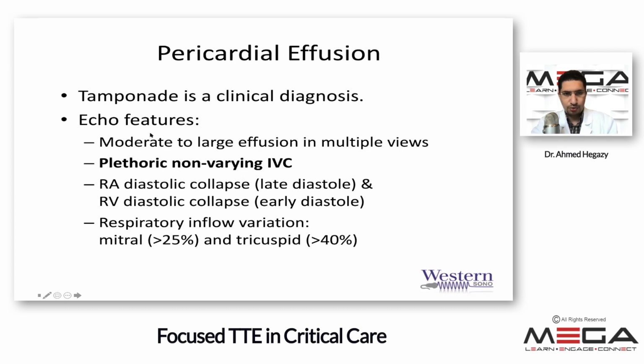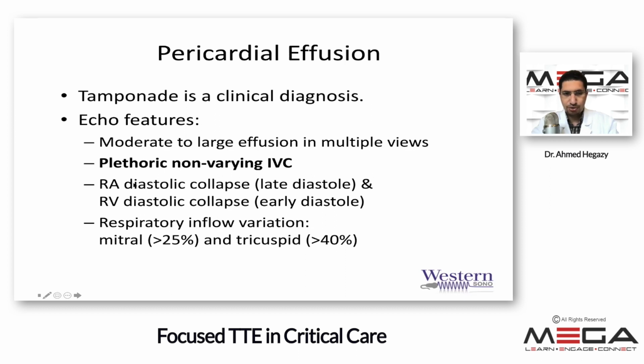In terms of echo, you need to be able to demonstrate a moderate to large pericardial effusion in multiple views. As I said, one of the major features is a plethoric non-varying inferior vena cava. You may also be able to demonstrate right atrial diastolic collapse or right ventricular diastolic collapse. Both right atrium and right ventricle collapse during diastole.